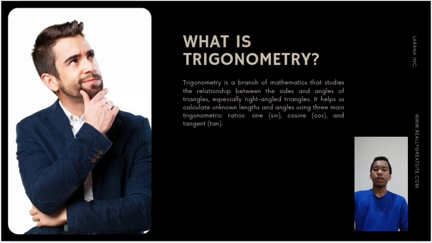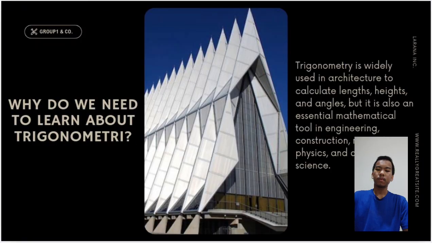So, what is trigonometry, you might ask? Trigonometry is a branch of mathematics that studies the relationship between the sides and angles of triangles, especially right-angled triangles. It helps us calculate unknown lengths and angles using three main trigonometric ratios, such as sine, cosine, and tangent.